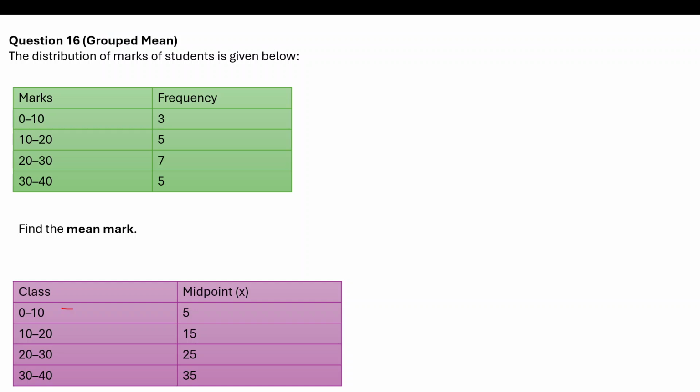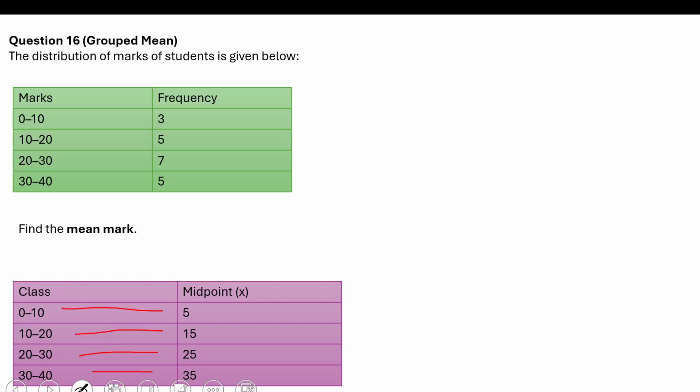So between 0 and 10, the midpoint is 5. And this midpoint will represent the value x. You know, we talked about x in the previous example, where x will multiply f. This time around, we're not going to be multiplying class by the frequency. We're going to be looking for a particular value of x that represents that class, and that value is the midpoint. So between 0 to 10, the midpoint is 5. Between 10 to 20, the midpoint is 15. 20 to 30, the midpoint is 25. And between 30 to 40, the midpoint is 35.